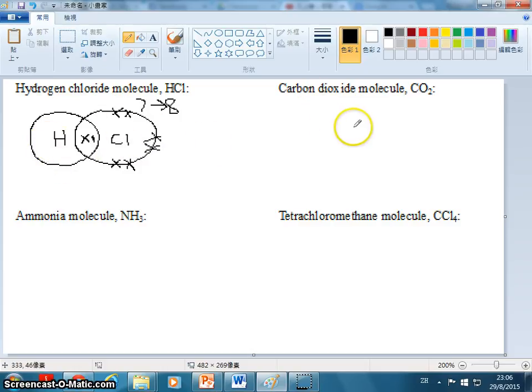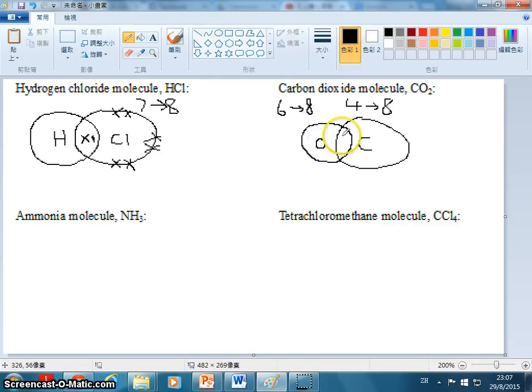So how about carbon dioxide? For carbon dioxide, carbon has 4 electrons. Right, 4 electrons. To become octet, it needs 4 more electrons. So that's why it needs to share 4 electrons with the oxygen. So how about oxygen? Oxygen has 6 electrons. To become octet, it needs 2 more electrons. So that's why for each oxygen, I need to place 2 electrons sharing with the carbon.